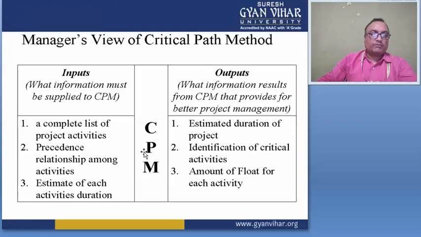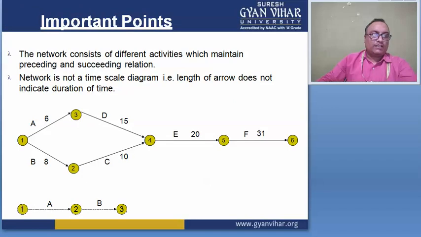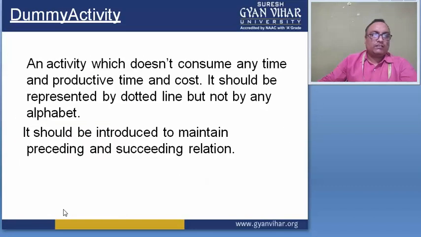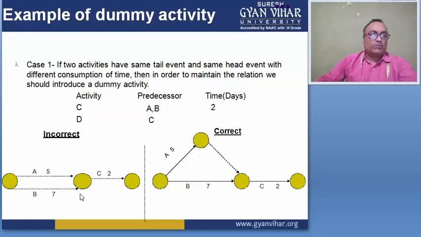For this case, suppose this is the preceding activity and this is the succeeding activity. So here event 2 maintains the relation between the two, but this is one type of dotted line. This shows the dotted line. So this is a case of a dummy activity, right? So these are the dummy activities for this case. Then move to the example of the dummy activity.